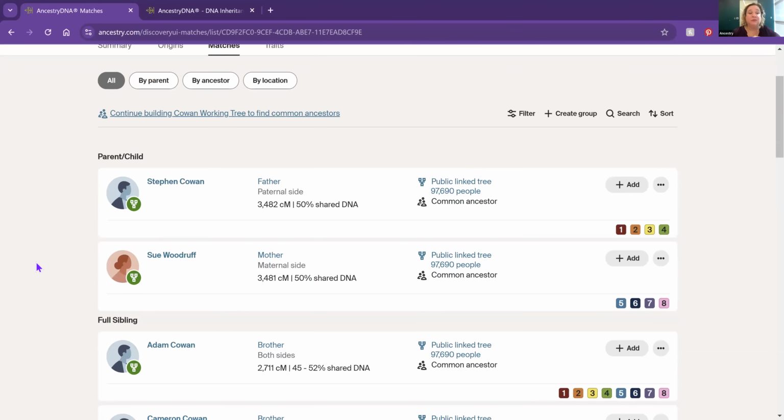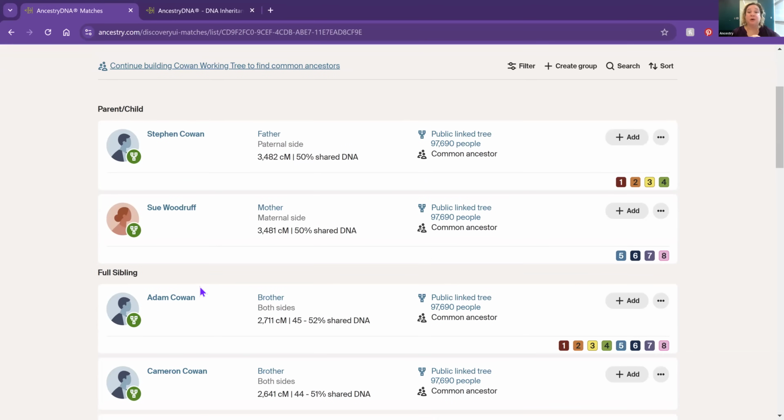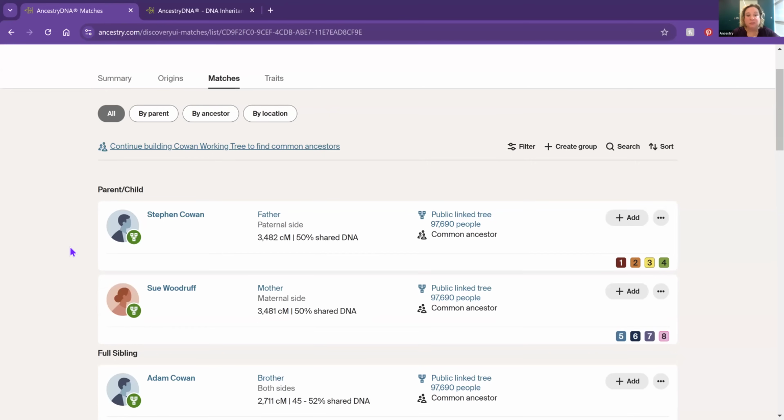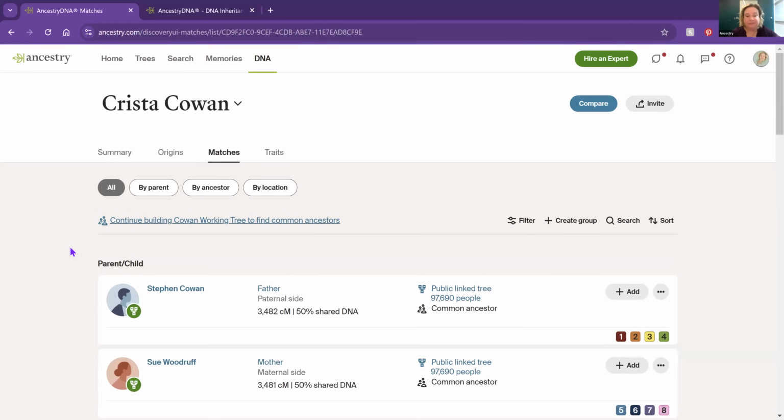If, for example, you tested a sibling, you thought they were a full sibling, and you share only 25-ish% of your DNA, that indicates that they might be a half sibling instead of a full sibling. And that might be new information to you. So this is the place where you start to understand your genetic relationships to the people in your family tree.